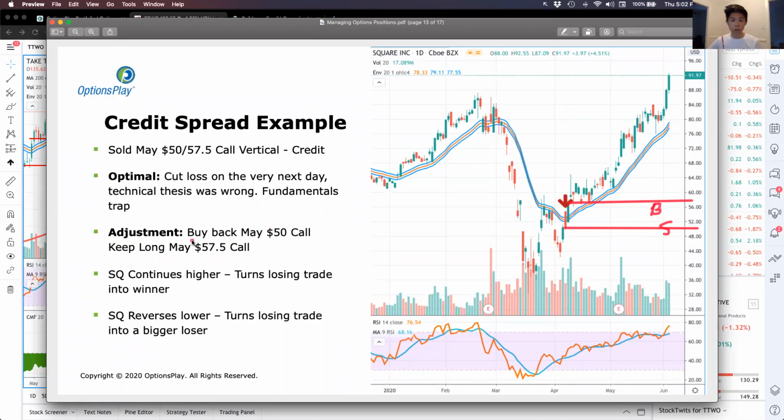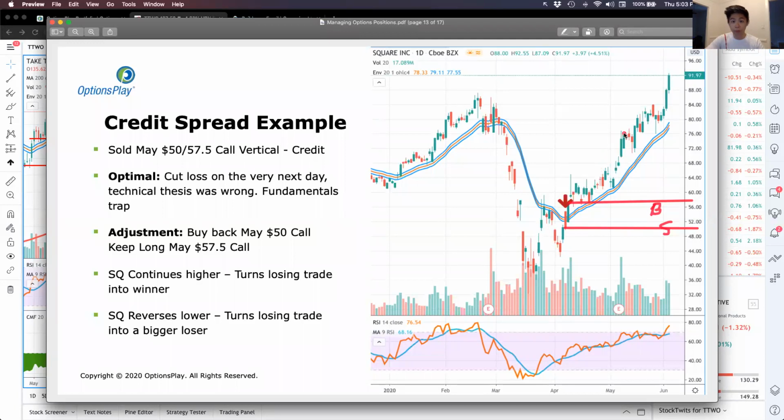So what you could do as an adjustment in this particular trade, if at this point you say, well, my original thesis was wrong, and now I've decided that I'm no longer bearish on Square, and because it has managed to move back above its 20-day moving average, now I'm bullish. I think the stock can continue to move higher.